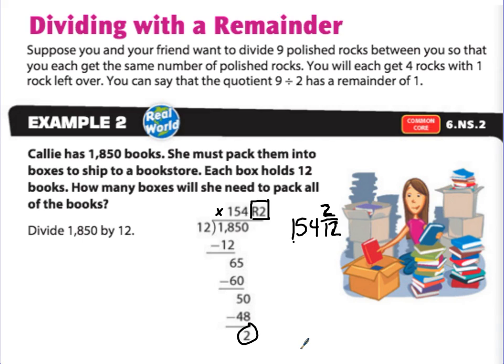So in this case, we have Callie who has 1,850 books. She must pack the boxes to ship to a bookstore. Each box holds 12 books. How many boxes will she need? Well, let's think about this. The answer here when we divided was 154 remainder of 2. So this tells me that I need 154 boxes because if 12 go in each box, we can use 154 boxes, but then we're going to have 2 books left over.